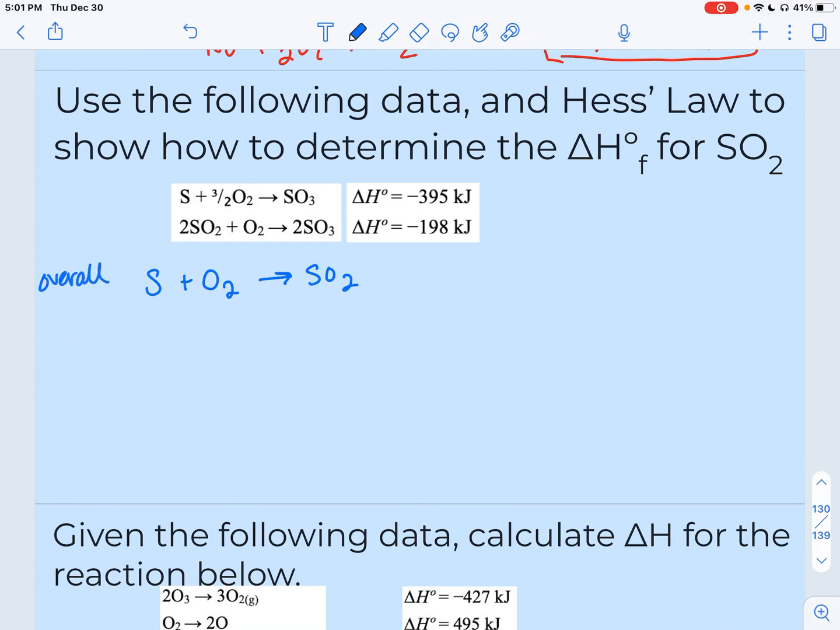So if we go to the two reactions they gave us, we're going to keep this one. So we can keep S. And so that delta H is going to be the same. And then for this one, you're going to want to flip this so SO2 ends up as a product and multiply by 1/2.